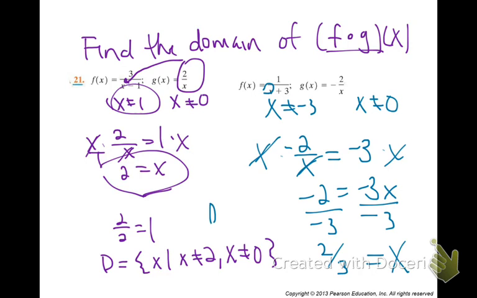So the domain for this one, x such that x cannot be the positive 2/3, because that would make your g go to that negative 3, which doesn't exist. We can't have it. And it cannot be that original 0. Okay? Any questions on that? Does that make sense or not? Okay.